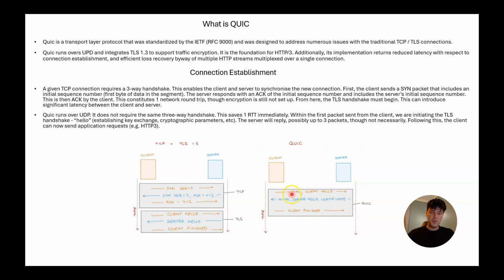And here we have an initial packet, and within that we're going to have a frame, a crypto frame that's going to have the client hello. And this is going to be used to establish key exchange and cryptographic parameters. The server will respond with an initial packet, and in that initial packet it will have another crypto frame, and it will contain the server certificate. This will have the server's public key on it, and we'll be able to use that to encrypt our traffic moving forward. So following the completion of this handshake, we're already supporting traffic encryption.